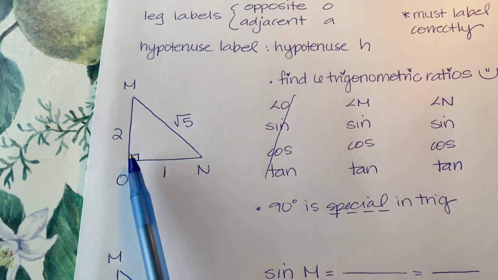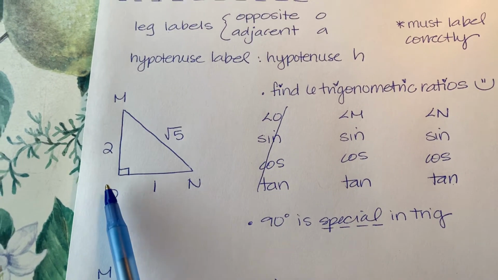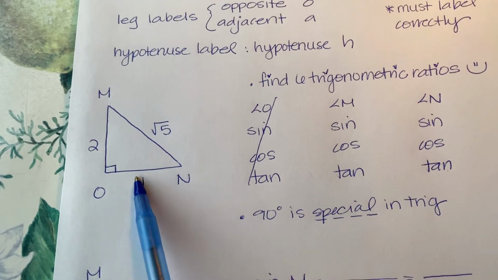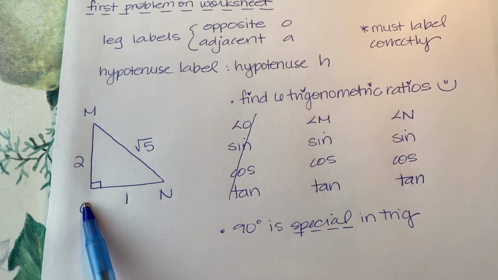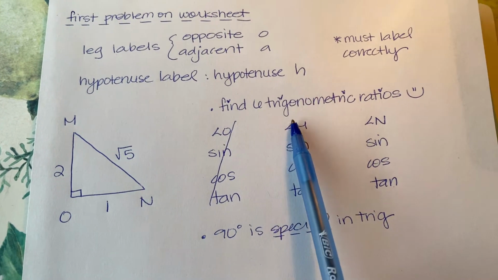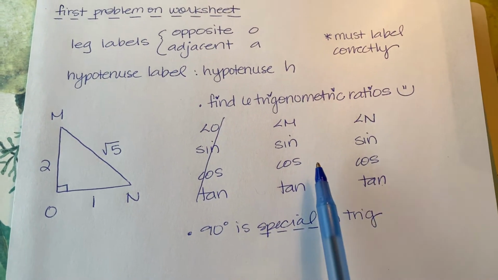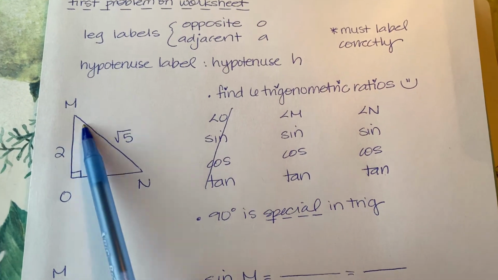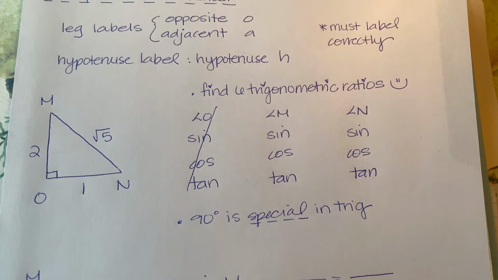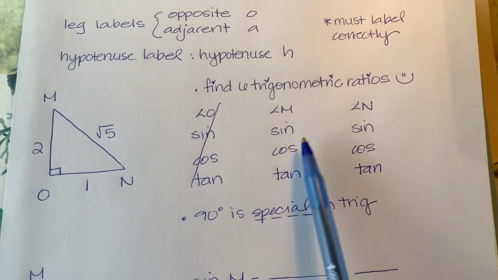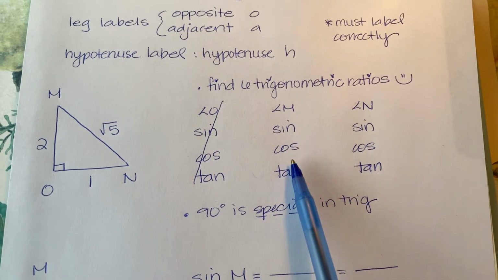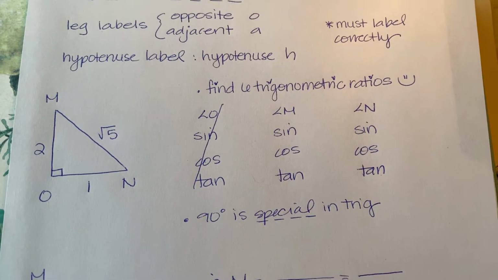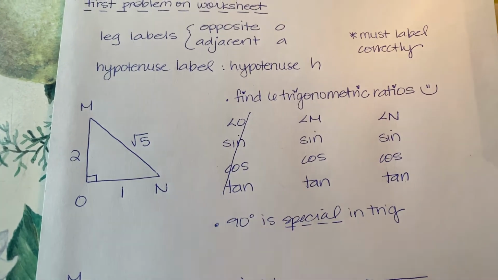Whatever that 90-degree angle is labeled, whether it's A or X or M, it doesn't matter. Here we have it as O. You don't look for it. You only focus on the 2 acute angles. M and N are the acute angles, correct? And so that's why it's 6. So we're going to find sine, cosine, and tangent of angle M, and sine, cosine, and tangent of angle N. That's it. So that's the triangle.